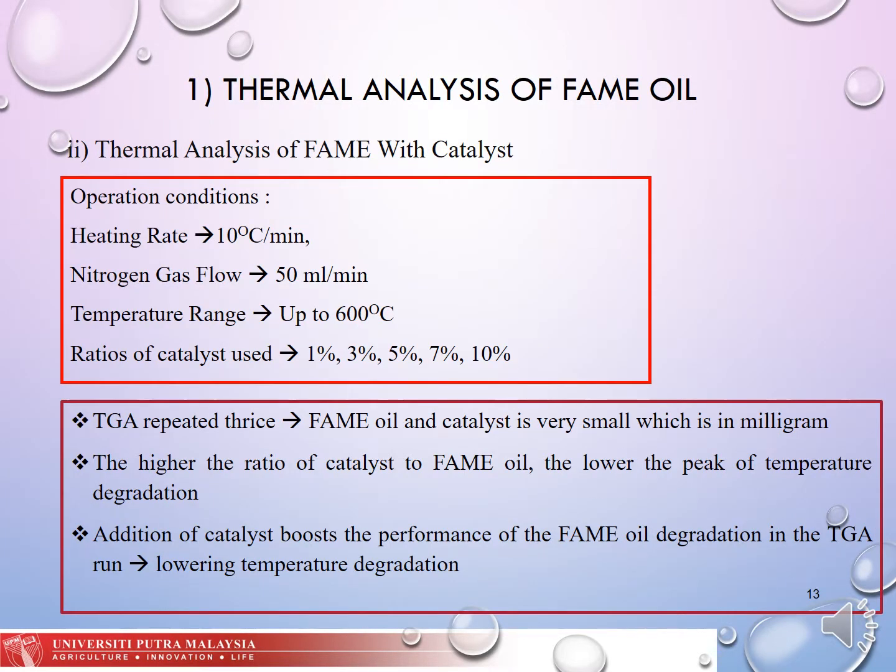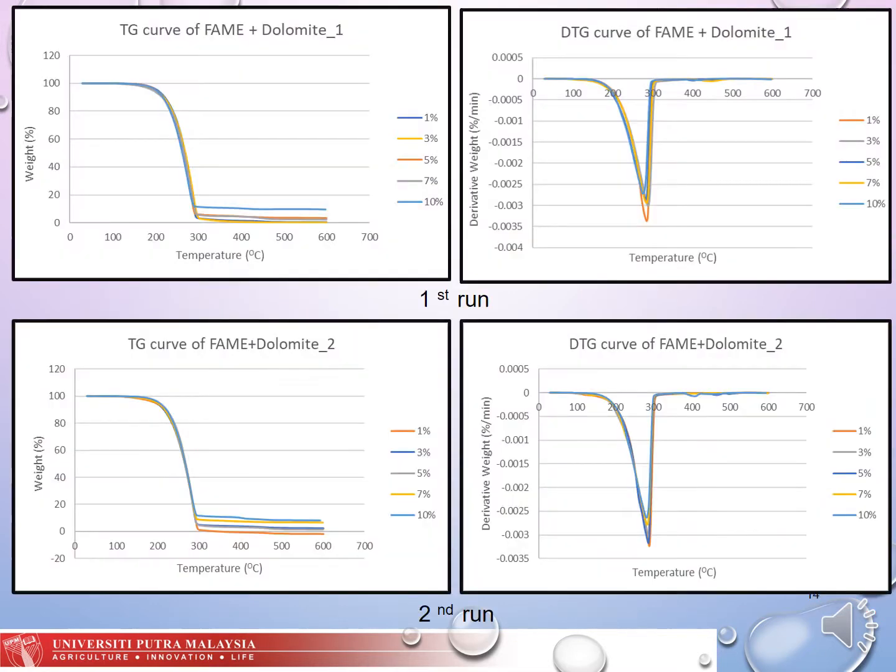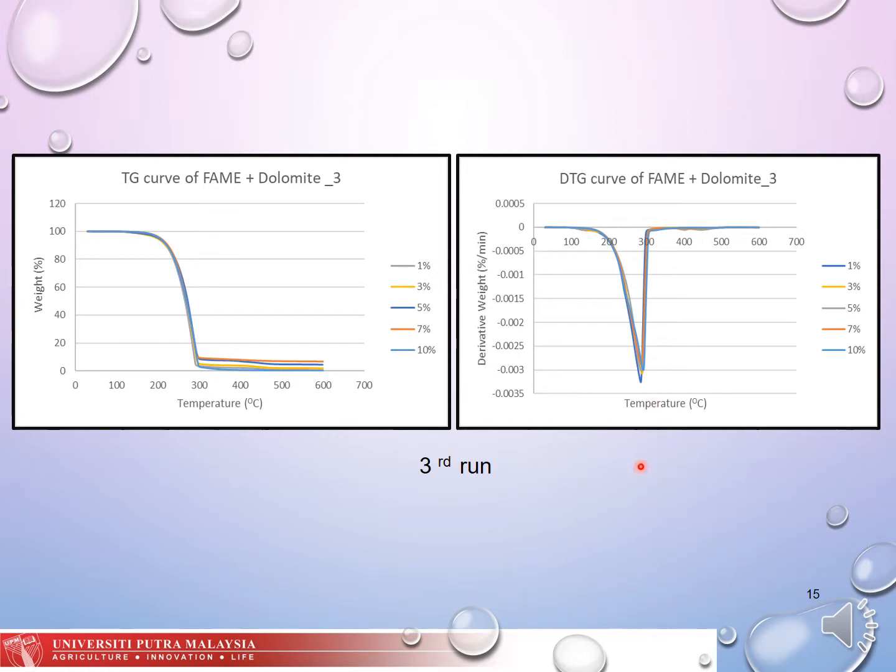Moving on to the next finding, which is the thermal analysis of FAME with catalyst. In this test, the same operating conditions were used except for the ratios of catalyst. Ratios of catalyst used were 1, 3, 5, 7 and 10%. This TGA was repeated 3 times in order to obtain accurate and precise results. It is concluded that the higher the ratio of catalyst to FAME oil, the lower the peak degradation temperature, which explains that addition of catalyst boosts the performance of the FAME oil degradation in TGA by lowering the degradation temperature. These are the results from the first run, second run and third run.